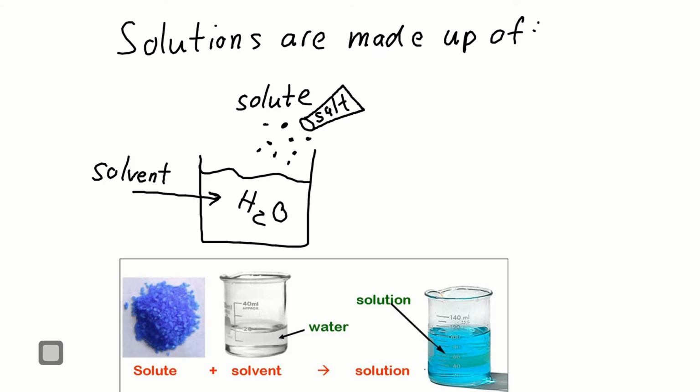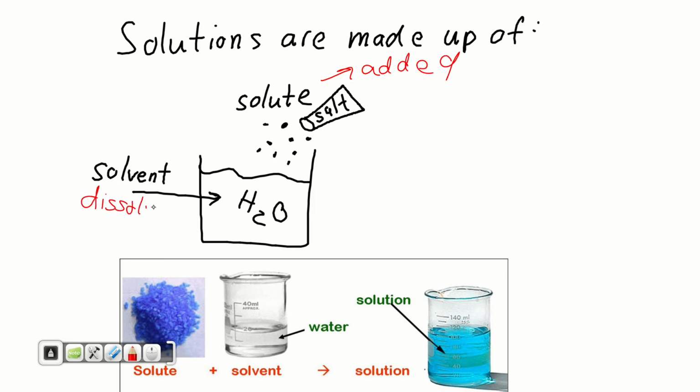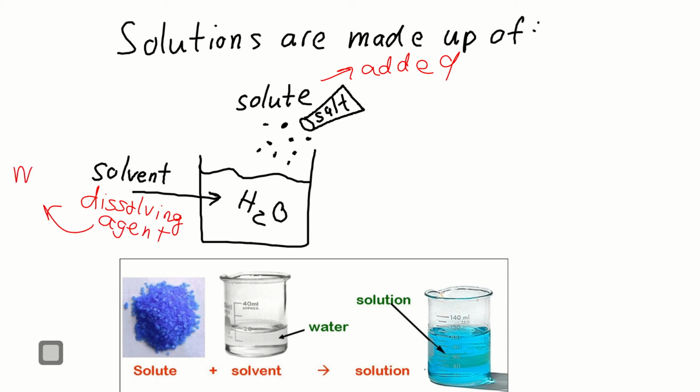So, again, some of this is review. A solution is made up of a solute and a solvent. Solute is what is added. And the solvent, we often just say, is the dissolving agent, which basically means it's what does the dissolving. The most common solvent is water. We often have water as our most common solvent.